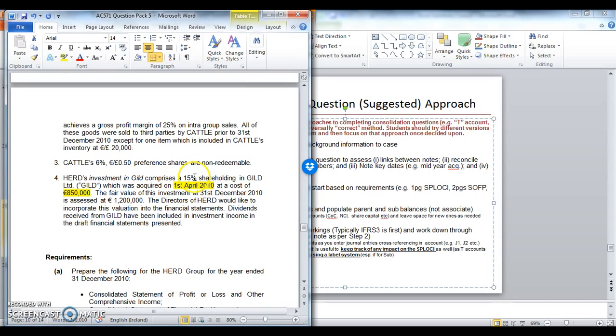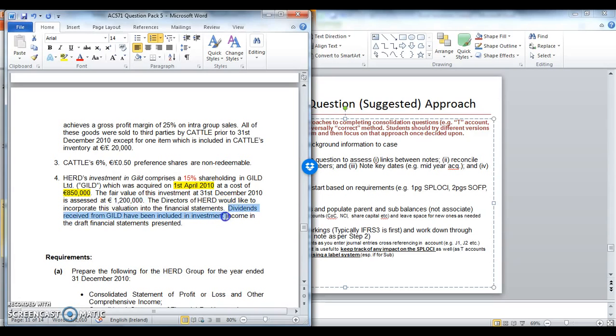And again, we know it's a 15% shareholding. Therefore, it's going to be a simple investment. So you don't have significant influence. Simple investment. And the fair value at 31st December is 1.2 million. So there is a fair value movement, and the directors want to incorporate this valuation.